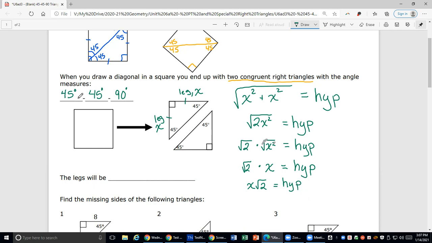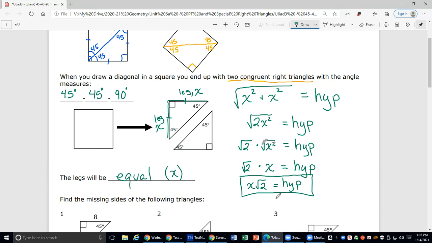So if my legs are both the same, they're both x, and they have to be the same, right? Because they come from the sides of the square. So my legs have to both be the same every single time. The legs will be equal or congruent or the same every single time. And then your hypotenuse is going to be whatever that leg was. Remember, we said the leg was x. It's going to be whatever that leg was times the square root of 2.